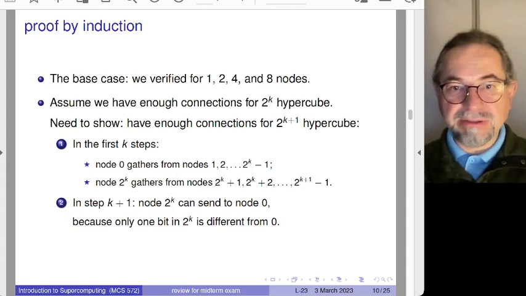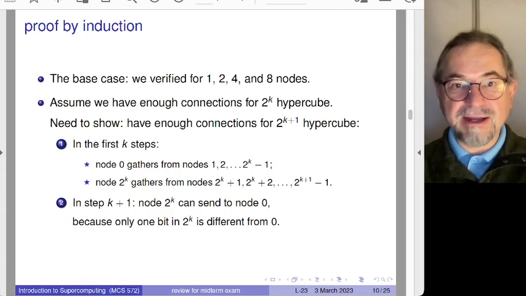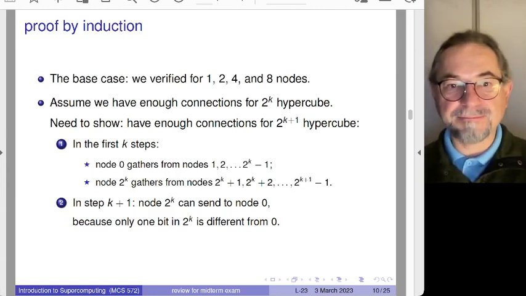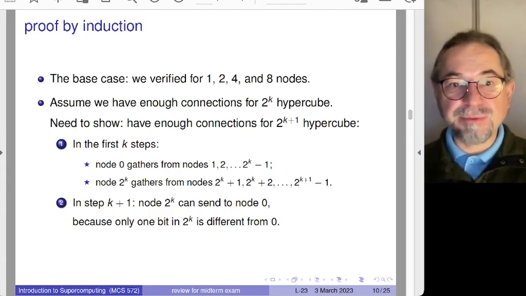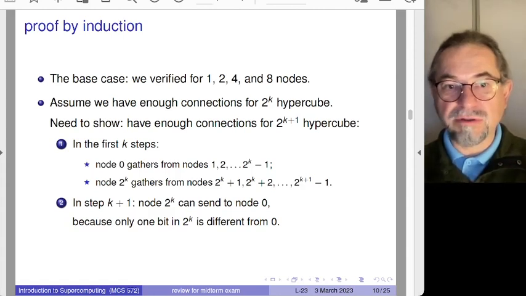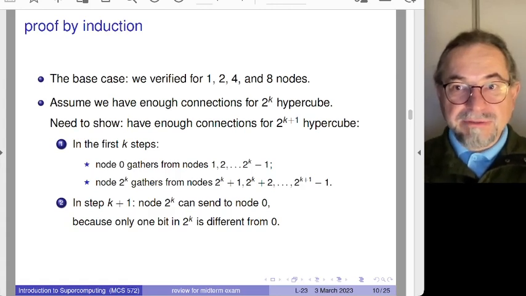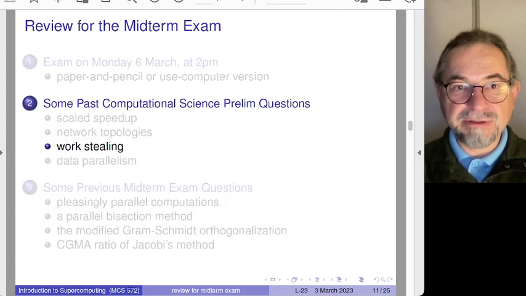And also then in the second half, everything is gathered at node 2 to the power k. And then in the last step, you go from 2 to the power k to 0. Similar to the previous slide, you go from node 4 to node 0. And then there's only 1 bit different. Okay, so this was a theoretical exercise.